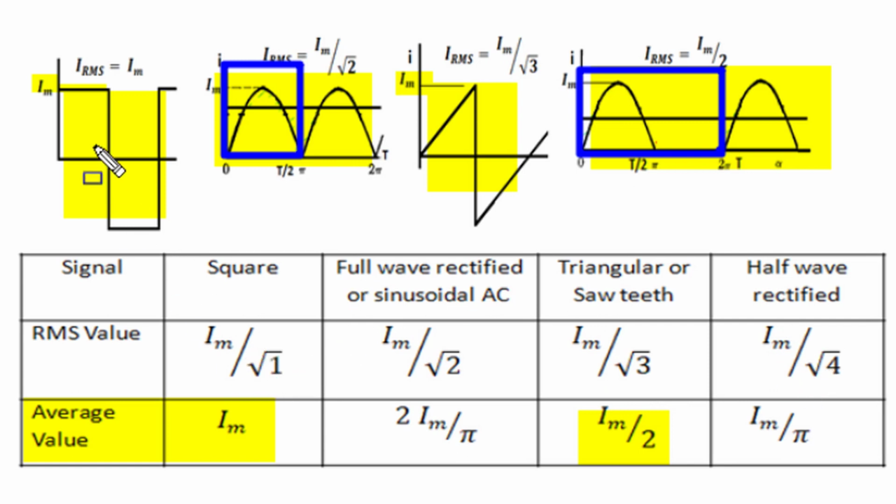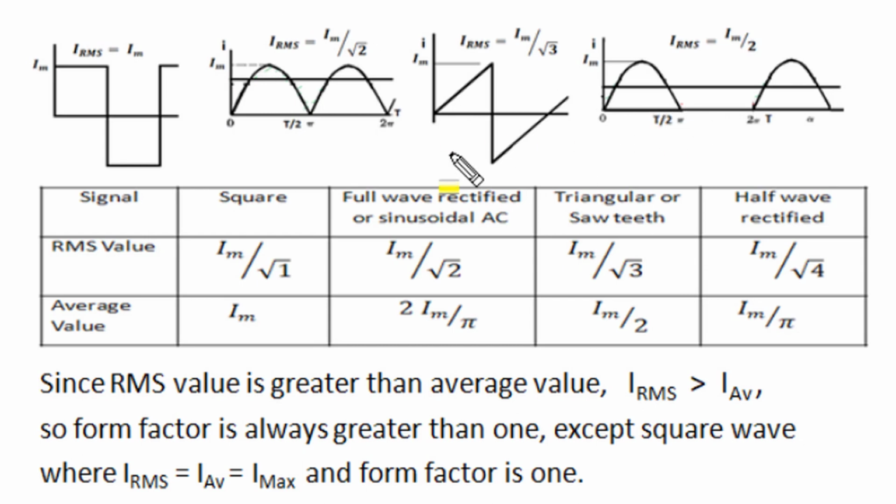So Im by root 1 is for square, Im by root 2 is for standard sinusoidal signal or full wave rectified output, Im by root 3 is for sawtooth or triangular wave, and Im by root 4 or Im by 2 is for half wave rectified output. For all periodic waves, standard sinusoidal signal or full wave rectified output or triangular or sawtooth wave or half wave rectified output, the respective RMS value is greater than respective average value.